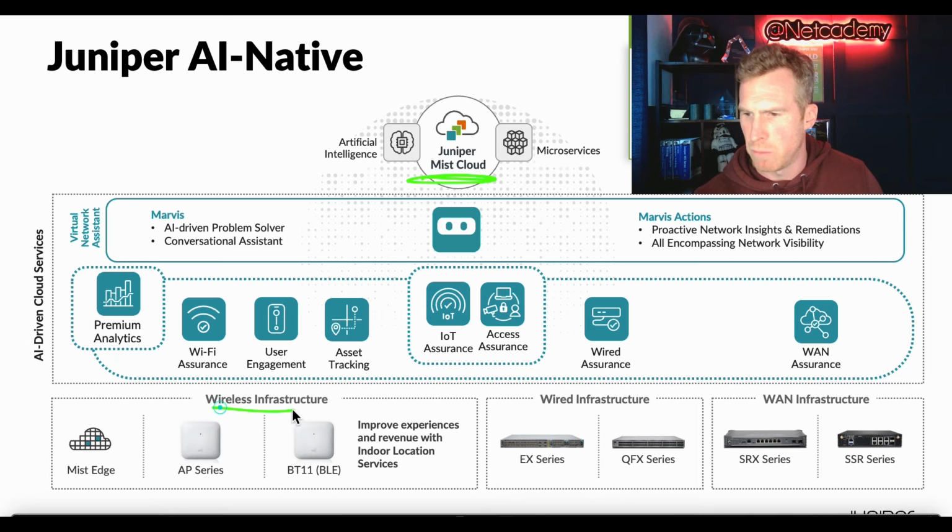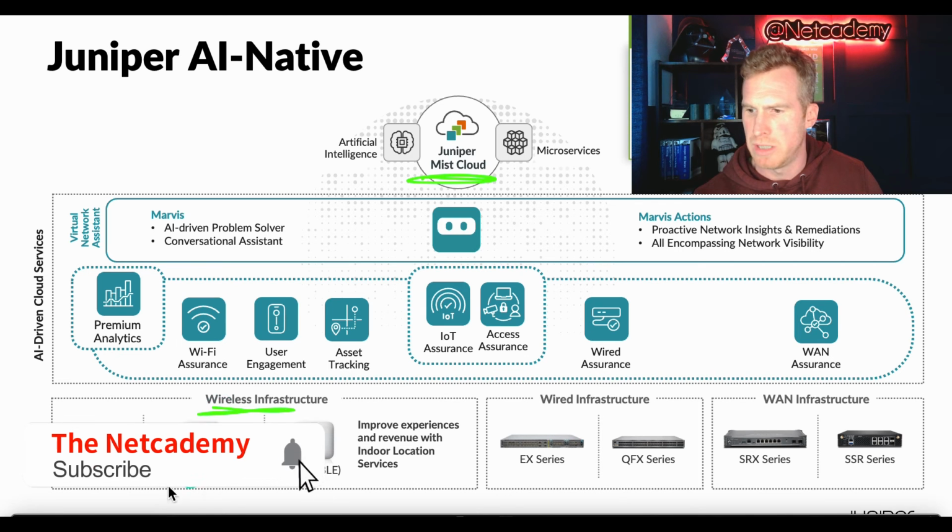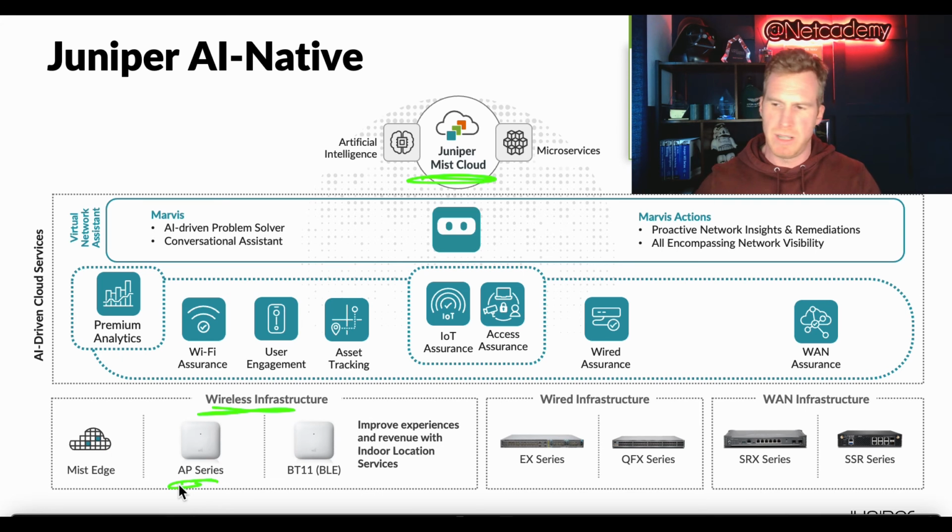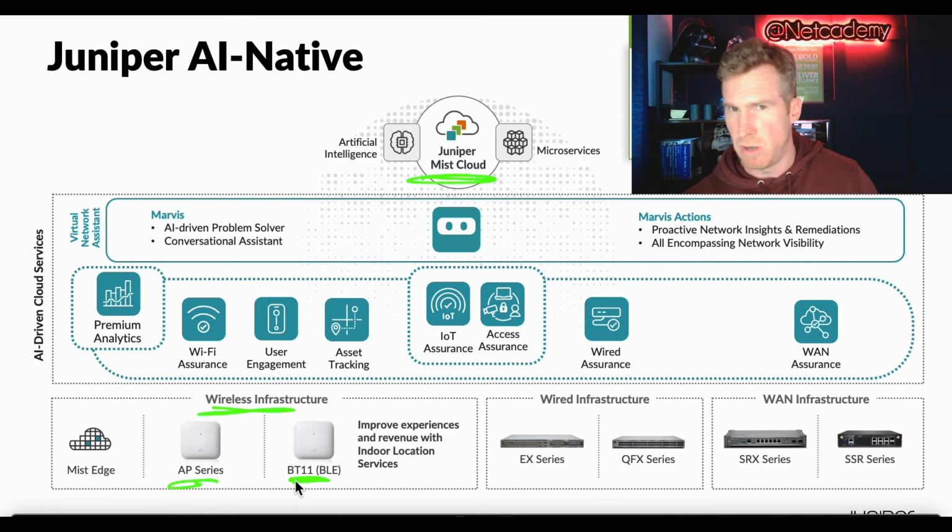So from the wireless infrastructure perspective, you've got different Mist access points. You've got the AP33, the AP45, you've got indoor APs, outdoor APs, APs with internal antennas, APs with external antennas, of course, depending on use case, you've got a variety there. And then you've got this BT11, which is really only for BLE or Bluetooth Low Energy. And as I also said, Mist is not only about the wireless infrastructure, but it's also for the wired infrastructure.